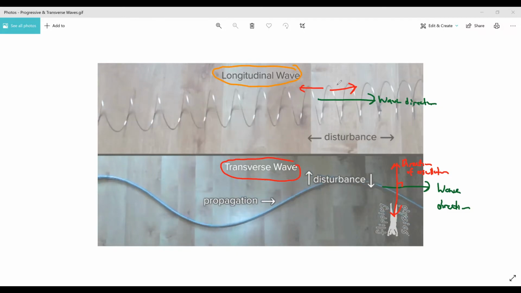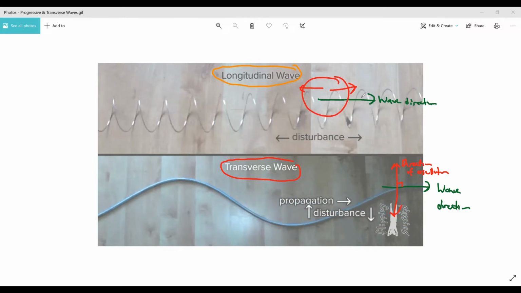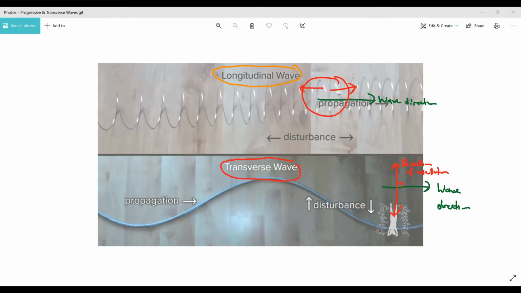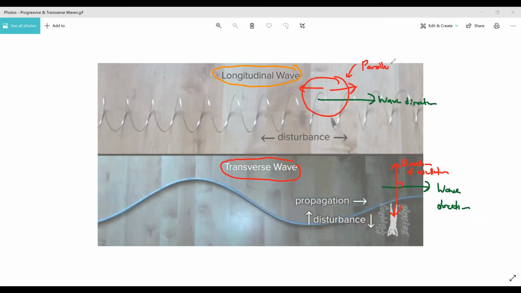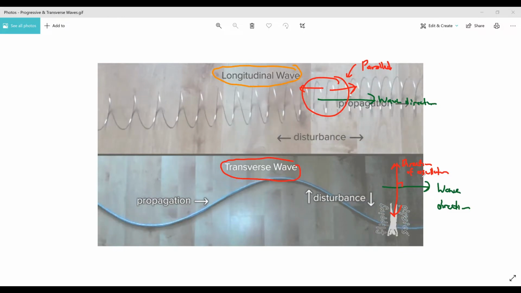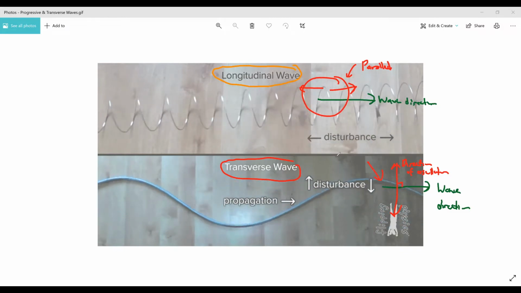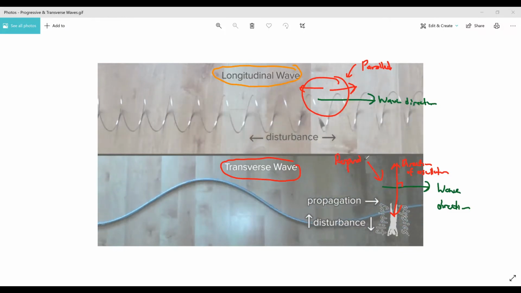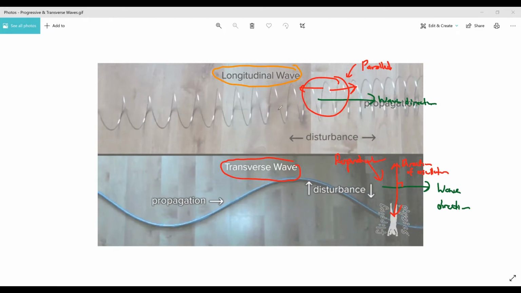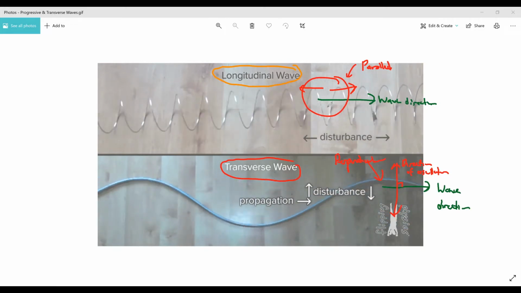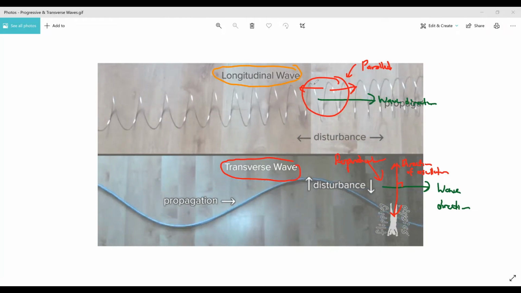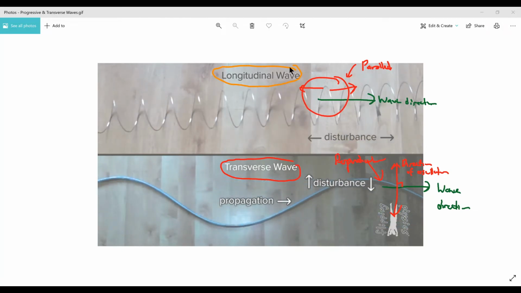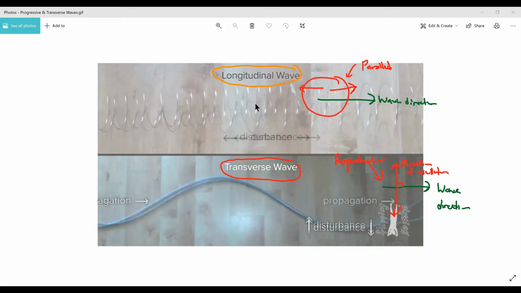So when you look at the direction of oscillation of the particles with respect to the wave direction, you will see that they're actually parallel to the wave travel, whereas this one is actually perpendicular to wave travel. So longitudinal wave is when the oscillation of particles is parallel to the direction of your wave travel. Okay, so that one is all right.